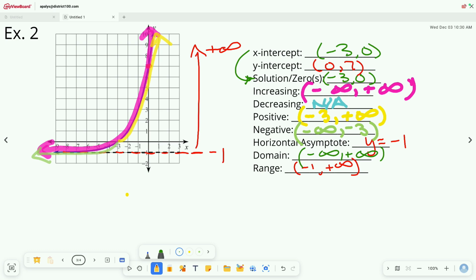Because next week we'll have horizontal and vertical asymptotes and holes. So that'll be the new vocab for next week. Holes, which literally look like a hole. It's crazy.